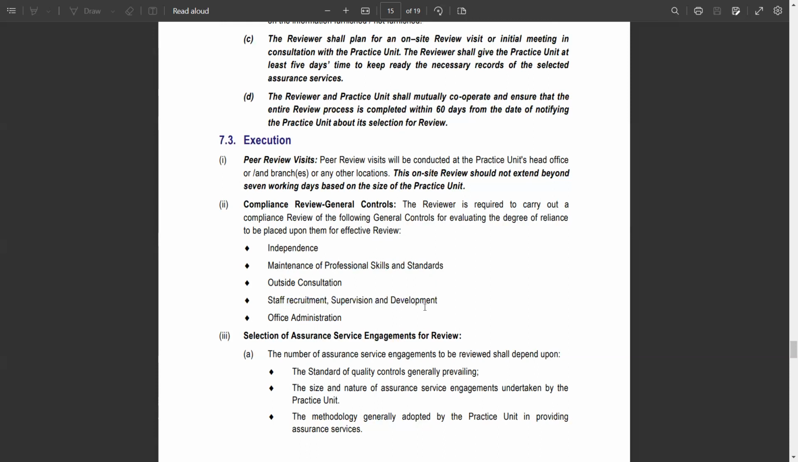So independent COPs. COPs means police COPs. So independence. C is for outside consultation. O is for office administration. Then P is for maintenance of professional skepticism, professional skills and standards, and lastly S is for staff recruitment, supervision, and development.